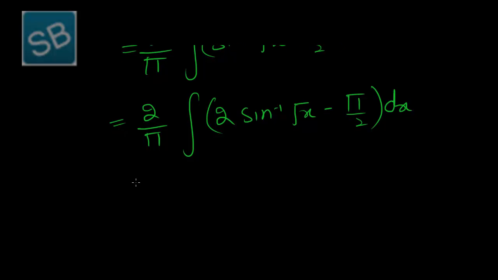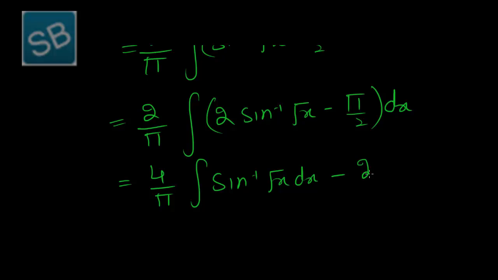So we get 4 over pi integral sin inverse under root x dx minus 2, that is 2 by pi into pi by 2 integral 1 dx.